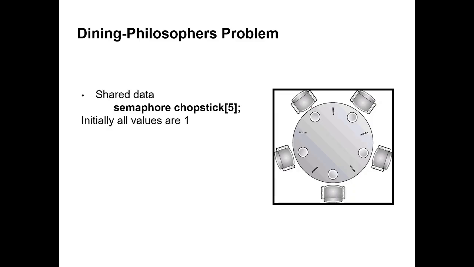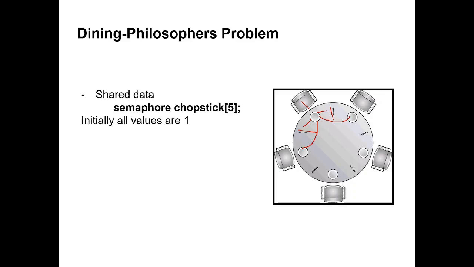So a philosopher can eat noodles only when he acquires both the left and right chopstick. On the left, a philosopher can pick the chopstick that is between him and his neighbor. And similarly on the right, he can pick the chopstick that is between him and his right neighbor. So if a philosopher wants to eat, he has to pick the left and right chopstick. Each chopstick can be used by only one philosopher at a time, which means a philosopher has to wait for a chopstick until it is free.